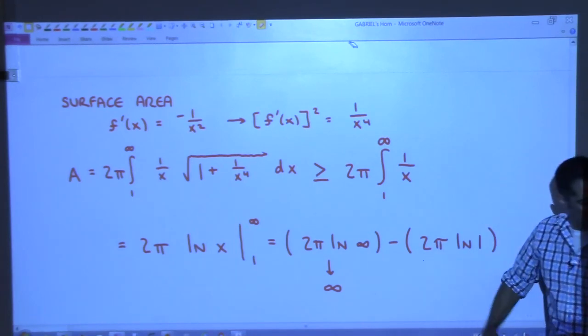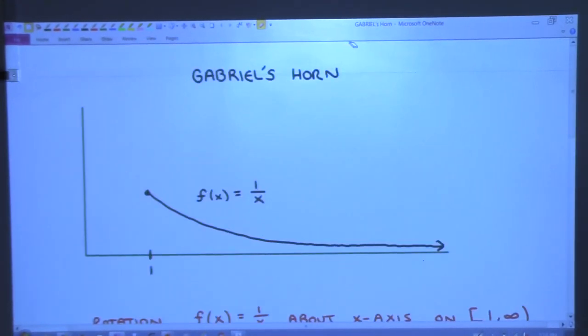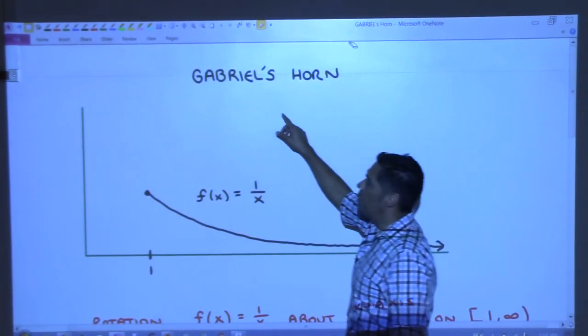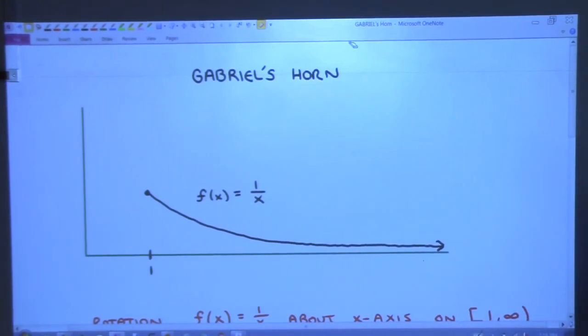Buy it? So this problem is actually known as the paradox of Gabriel's horn. It's known as the paradox of Gabriel's horn. Why is it a paradox? Why is it weird?